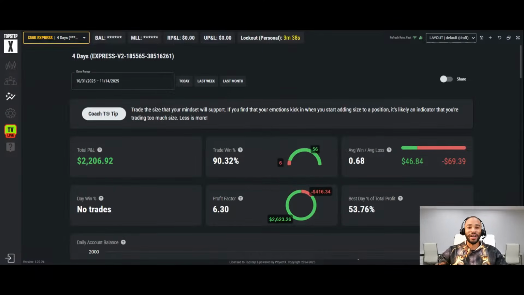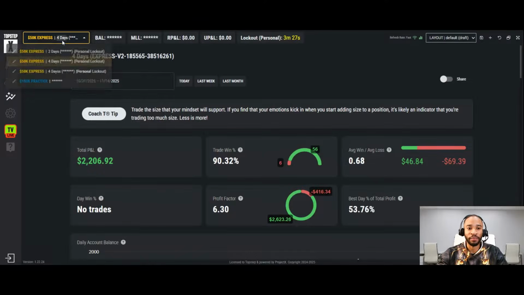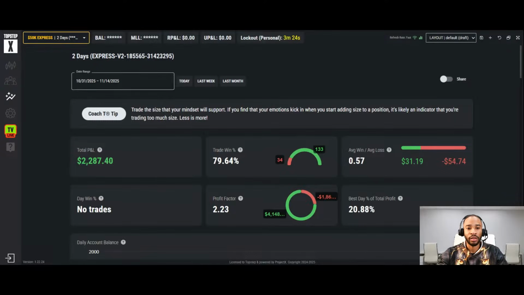All right, family, you know how we got to start the morning off. We got to start the morning off with showing the gains. So in our one account, we're currently up $2,206.92. In our second funded account, we're up $2,287.40. So for the past 10 trading days, we're up approximately $4,494.32. On average, that's approximately $449.43 on a daily basis. So we're hitting our targets for the month of November.